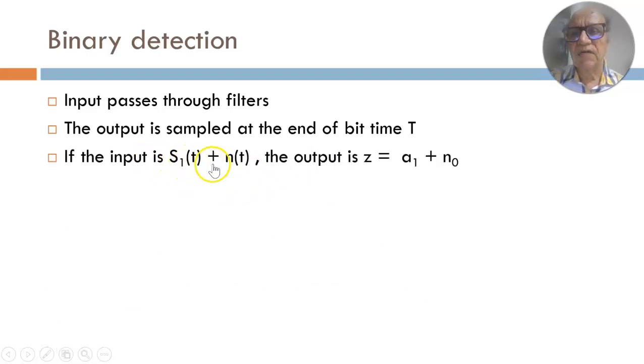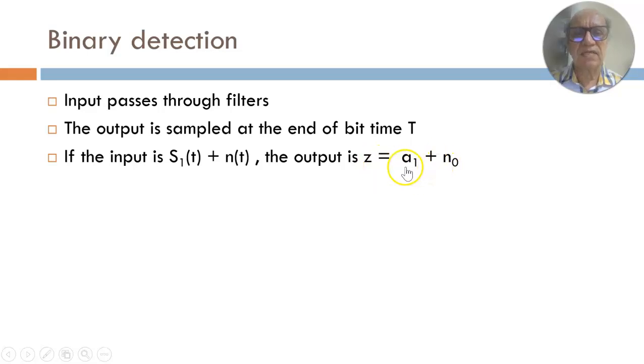So if the input is S1(t) plus n(t), the sampled output is Z equal to A1 plus N0. Notice that if there was no noise, this component will be 0 and Z will simply be equal to A1 if S1(t) was transmitted. But since noise is present and it's a random noise, this Z is a random variable, a continuous random variable, and it will have a definite conditional density function. We studied that last time. We'll again look at it.